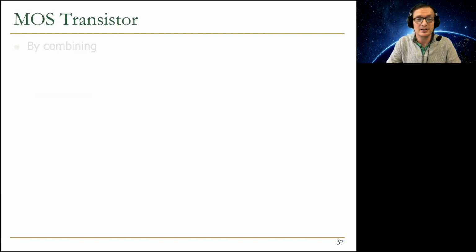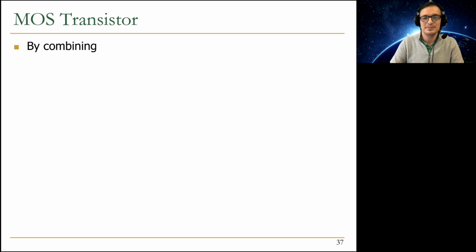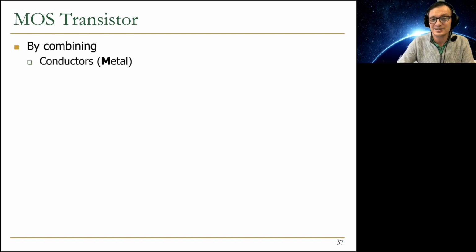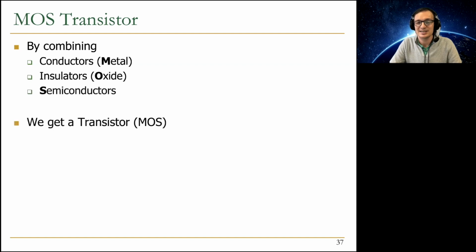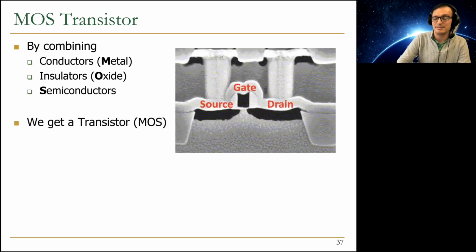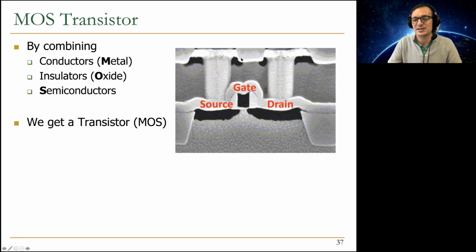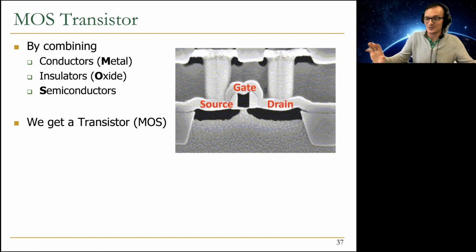This is called a metal oxide semiconductor transistor because you combine conductors, metal, insulators, oxide, and semiconductors. And it looks like this, basically. It has a gate, a source, and a drain. By applying voltage to the gate, you control whether electrons get transferred from the source to the drain or drain to the source, essentially. That's the basic idea, and this is the abstraction level that I'm going to use.